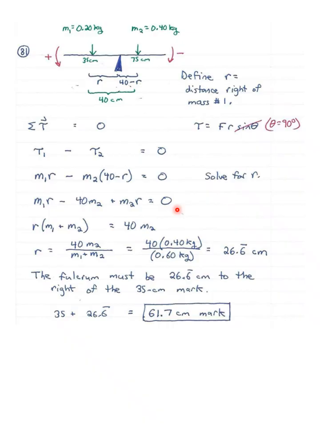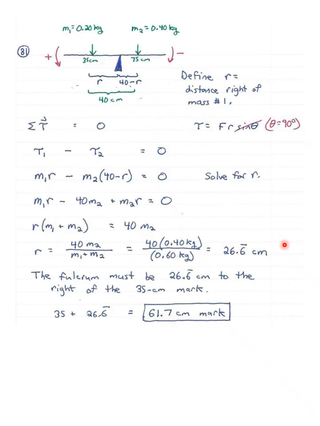Solve it for r, so I'm going to collect the terms. These are two terms that have r in them, so m1r plus m2r. Let's collect them together as r times m1 plus m2. The other term, minus 40m2, I'm going to add to both sides, and we get 40m2. I've done about 2 lines of algebra, so make sure that you understand the different steps that I've gone through. We solve for r, and we get 40m2 over m1 plus m2. Plug in the values, and we get 26.6 repeating centimeters, or 26.7 centimeters.